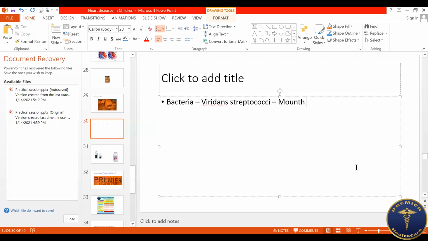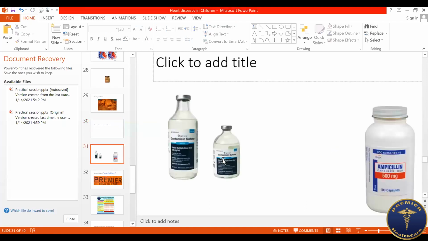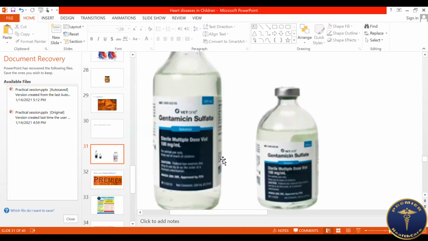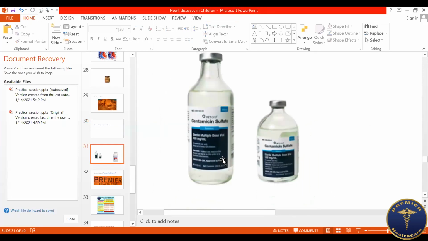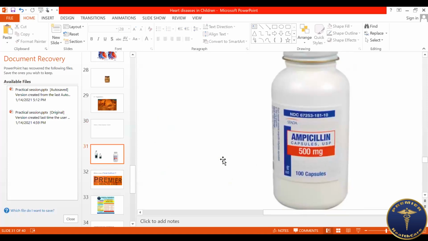So how would you manage infective endocarditis? They will need antibiotics. One of the antibiotics that we give is called gentamicin. This is a gentamicin vial, and this is ampicillin. Why do you use gentamicin? Why do you use ampicillin? We will learn those in theory. It's not the scope of today's session.